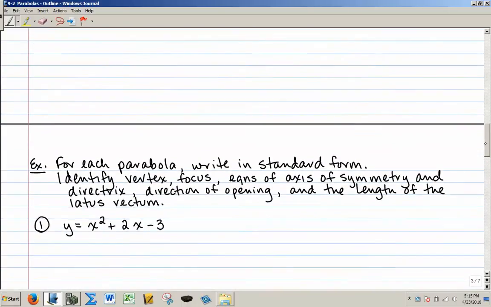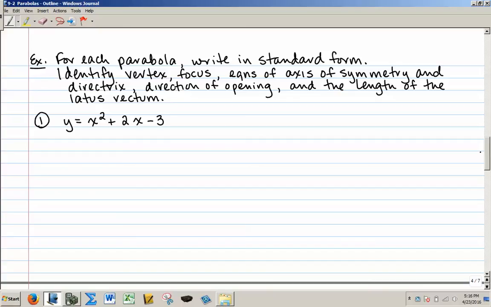So let's take a look at a couple examples here. For each parabola, we need to write it in standard form. Then we're going to identify the vertex, the focus, the equations of the axis of symmetry and the directrix, the direction of opening, and the length of the latus rectum.